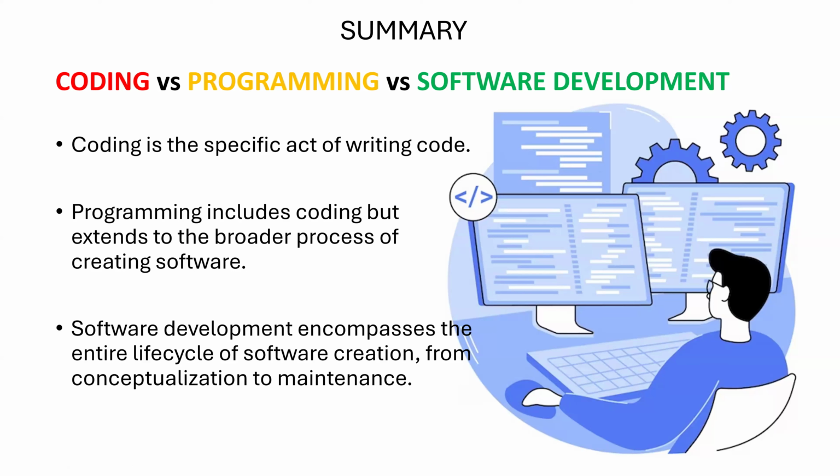Okay, I think I can summarize with this slide. So, coding is the specific act of writing code. Programming includes coding, but extends to the broader process of creating software. Software development encompasses the entire life cycle of software creation, from conceptualization to maintenance.